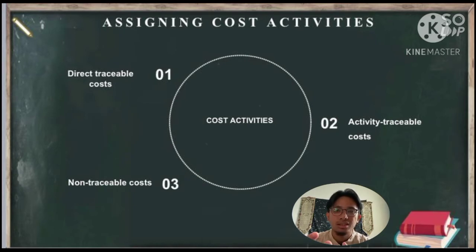Direct traceable costs are those allocated directly to a cost object using the same principle as the traditional costing method. Second, activity traceable costs are those allocated to identified activities. And lastly, non-traceable costs, or unallocated costs, could be allocated to a cost object in proportion to other costs, or may be covered by a small increase in the target margin.